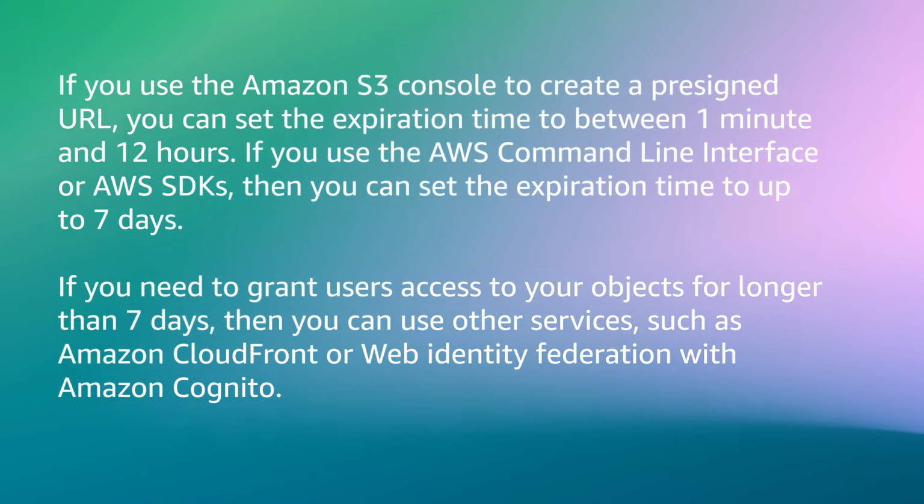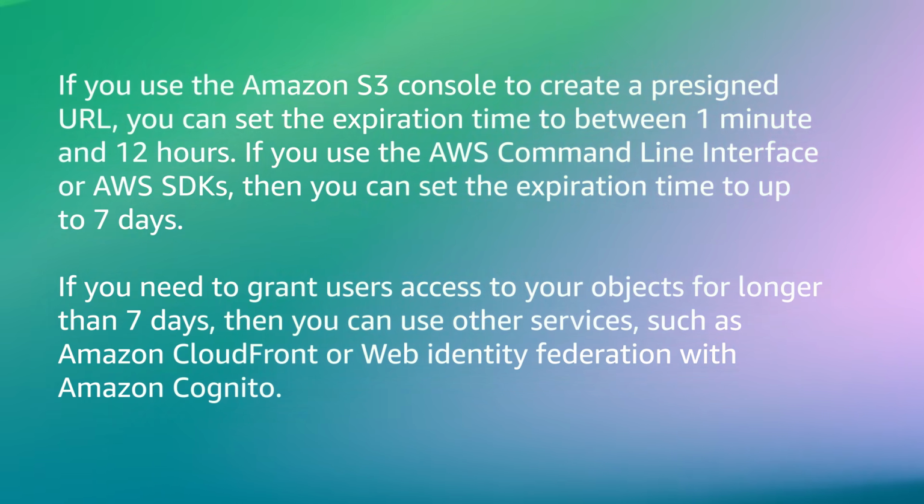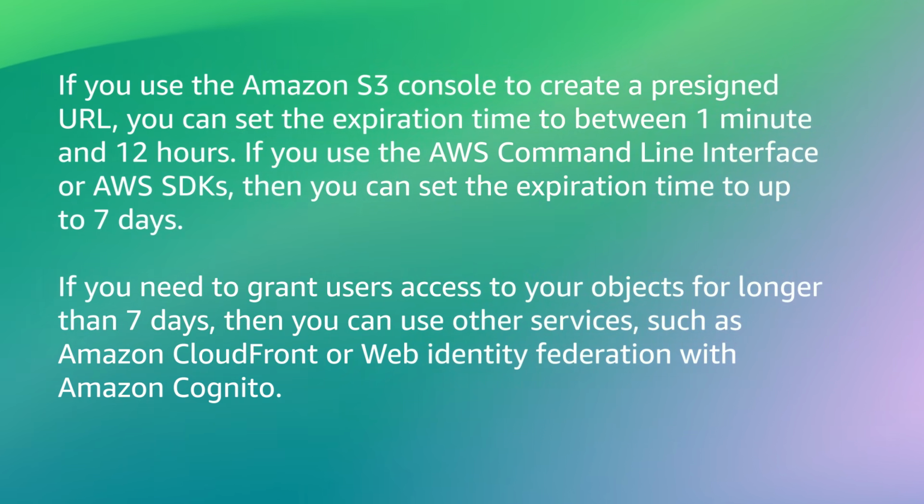So, if you use the Amazon S3 console to create a presigned URL, you can set the expiration time to between 1 minute and 12 hours. If you use the AWS Command Line Interface or AWS SDKs, then you can set the expiration time to up to 7 days. If you need to grant user access to your object for longer than 7 days, then you can use other services, such as Amazon CloudFront or Web Identity Federation with Amazon Cognito.